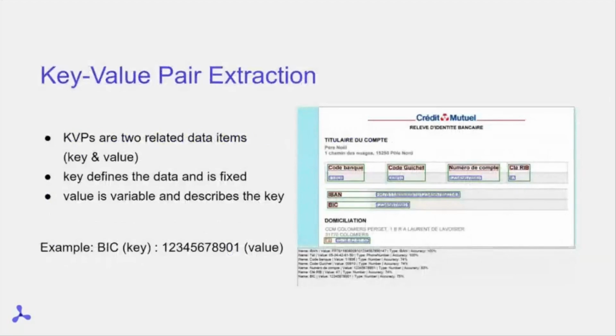Key value pair extraction is a technique used in data extraction and natural language processing that involves identifying and extracting pairs of keys and values from unstructured text data. In simple terms, a key value pair is a set of two linked data items: a key that identifies a specific value, and the value itself.